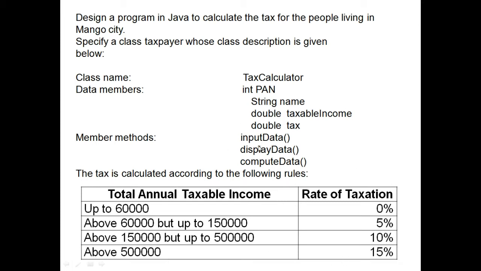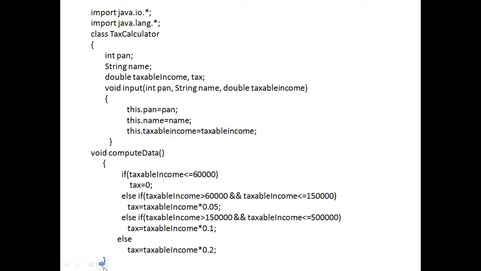So children, these are the functions which will divide the program into three different parts. Input part, display shows the output, and compute is the process part. And the class name is given in this question. Data members are also known as instance variables. So let's see the solution.